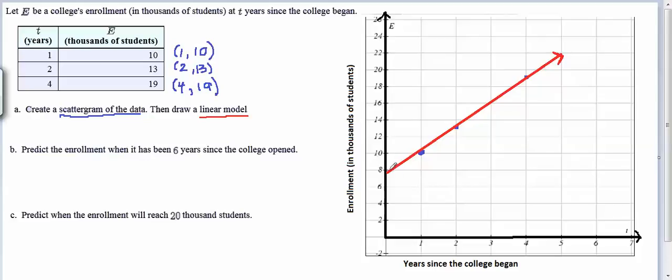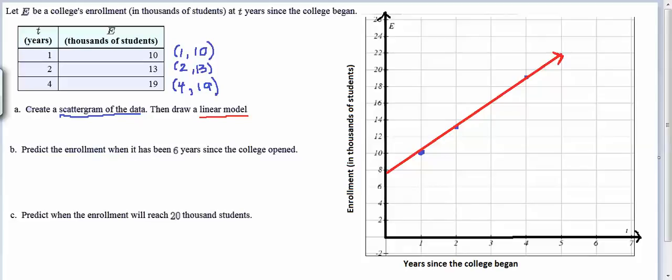Notice I didn't draw the line continuing outside this quadrant because outside this quadrant it's talking about negative t values. And if we think about what t means, it's the year since the college began. So before that college began, well, we know the enrollment couldn't have been anything. The enrollment was 0, so it doesn't make sense to extend this trend past the vertical axis.